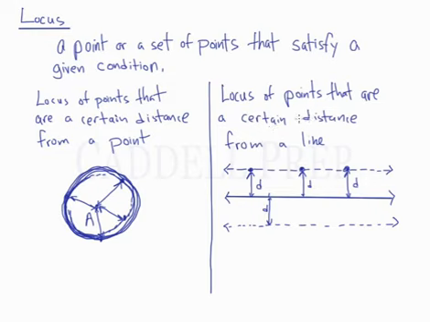So the locus of points that are a certain distance from a line is 2 parallel lines. So locus of points that are a certain distance from a point is a circle with a radius of that distance. And the locus of points that are a certain distance from a line would be 2 parallel lines, one above and one below the line.